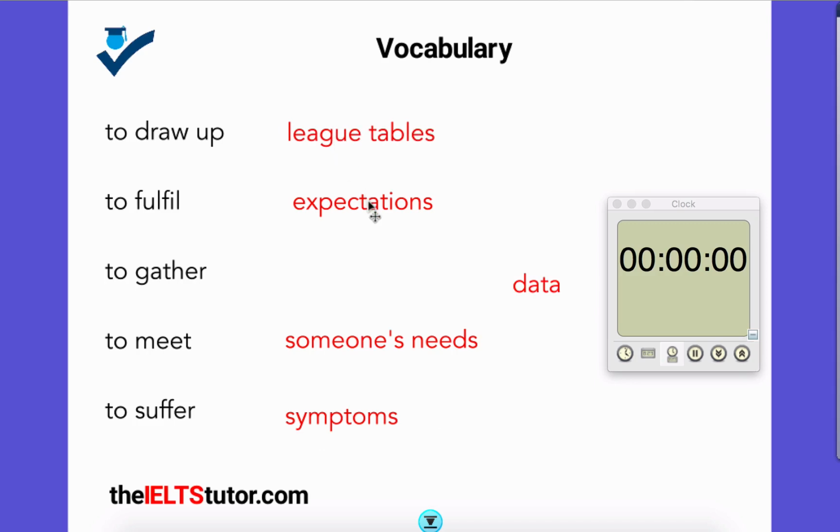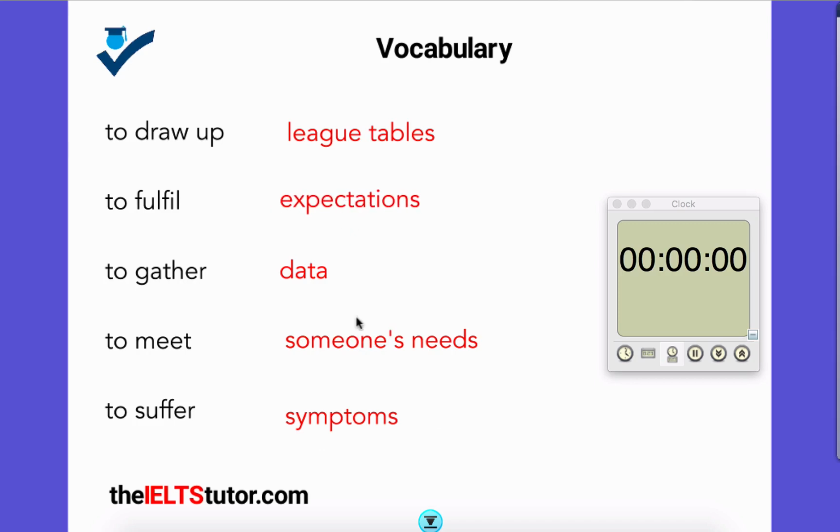Fulfill, I think you can safely just leave it where it is. To fulfill expectations, or you can also fulfill someone's needs in another example. Gather, I think you can gather data. Meet, you can also meet someone's needs. You can just leave it there as it is. Or you can also meet expectations. So there you go. You've got fulfill and meet.